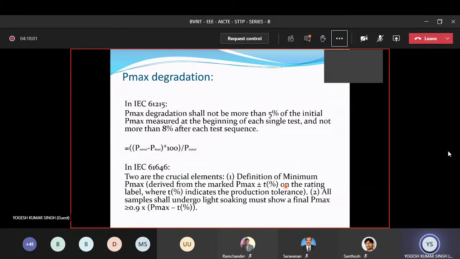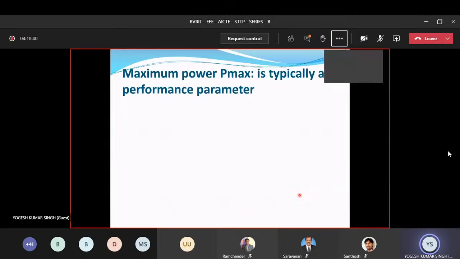Similarly, for the thin film module, we define the minimum Pmax, which will be around the Pmax plus minus T%, where T indicates the production tolerance. Each module has some tolerance value. Initially the tolerance is plus minus 3%. Then after, the tolerance became plus minus 5%. But nowadays the tolerance is coming to the positive criteria. So there is no negative temperature coefficient. Everywhere we find the positive temperature coefficient, whatever module you are using.